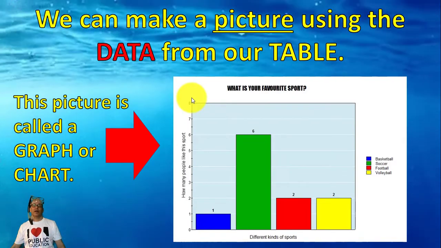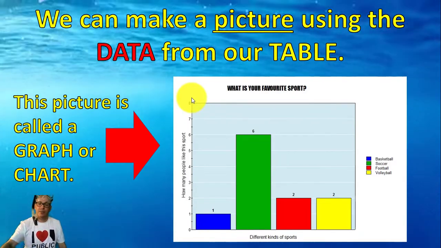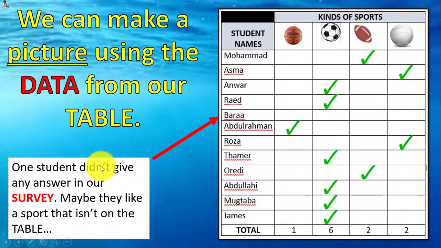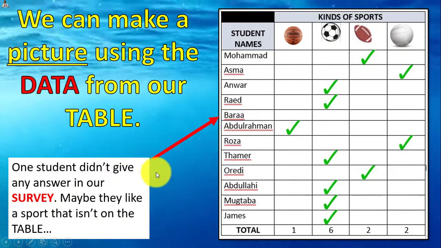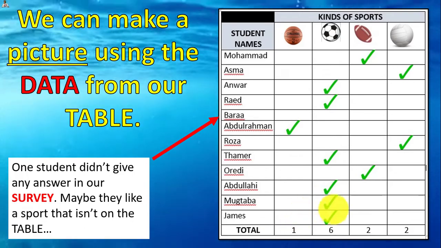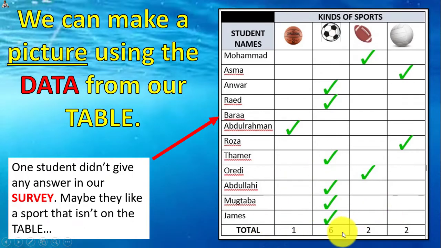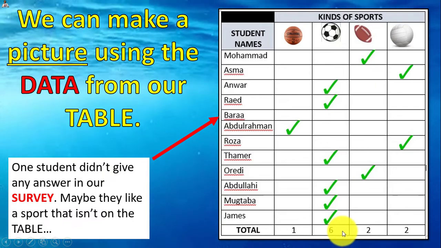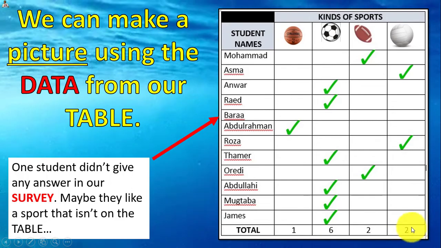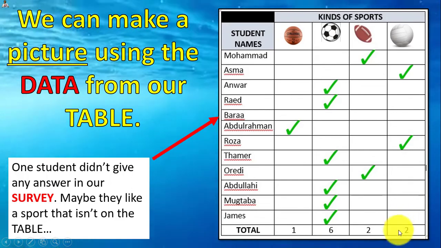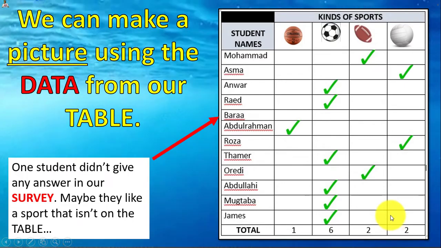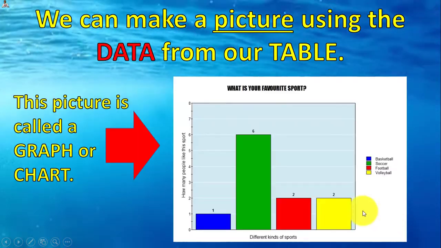So, we had our table, and our table had totals at the bottom. Do you remember from last time? The total number of people who like basketball is 1. The total number of people who responded that liked soccer is 6. The number of people who like football is 2. The number of people that like volleyball is 2. When we put this in a graph or a chart, this is what it looks like.